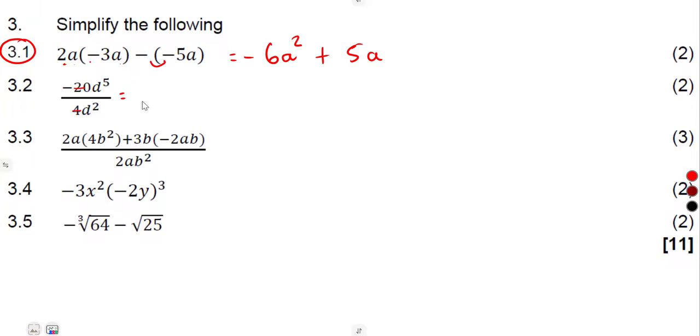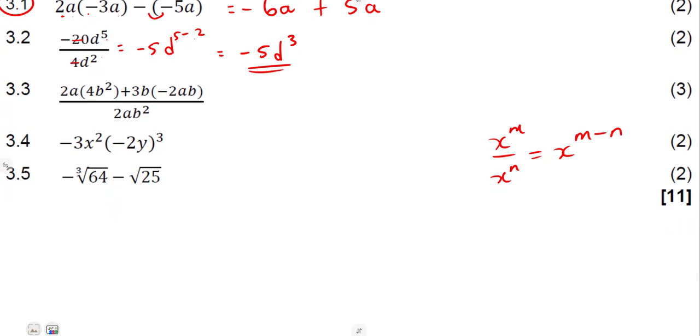All right. Here we can simply divide. Minus 20 divided by 4, that's a minus 5. Then here we've got D and D, same bases. Subtract the exponents. So it's going to be 5 minus 2. X to the exponent of m over x to the exponent of n is going to give us x to the exponent of m minus n. You subtract the exponents. So that's 5 minus 2, that's a 3. So that's minus 5d to the exponent of 3.